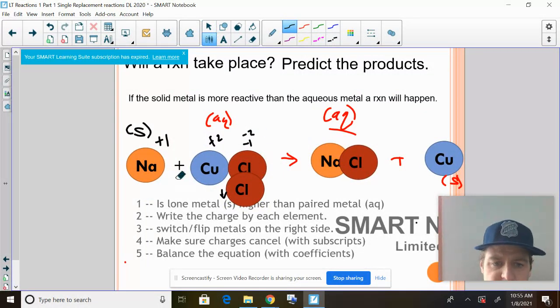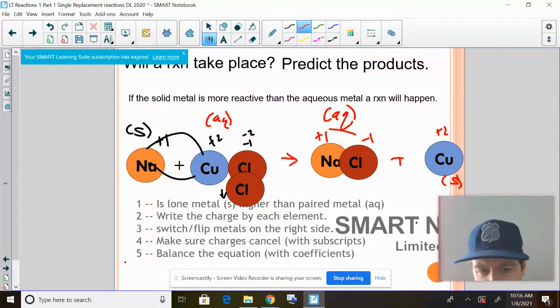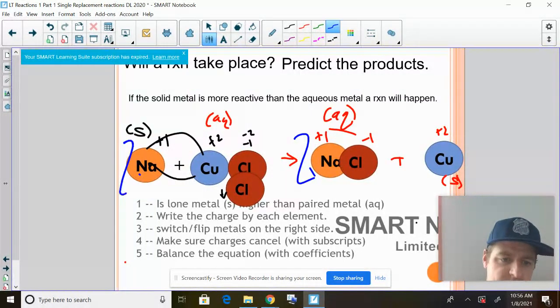All right, we're going to switch and flip the metals. So we're going to bring one of everything. That's what I always say. Even though there's 2 chlorines here, just bring one of everything over to the other side. Then write the charges. Make sure the charges cancel out. So sodium's +1 and chlorine's -1, and then copper's +2 by itself. The last thing we do is balance the whole thing. I got one sodium, one copper, 2 chlorines, 1 chlorine, so I go 2, and then I would say 2 there. And that would be how you do it.